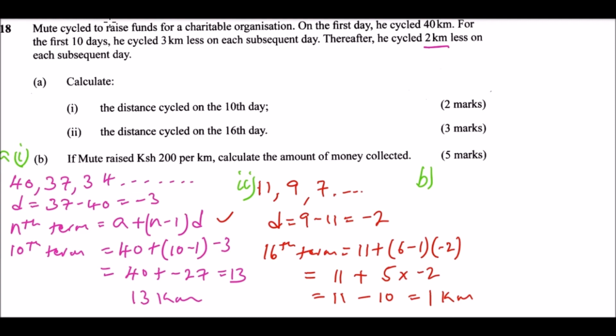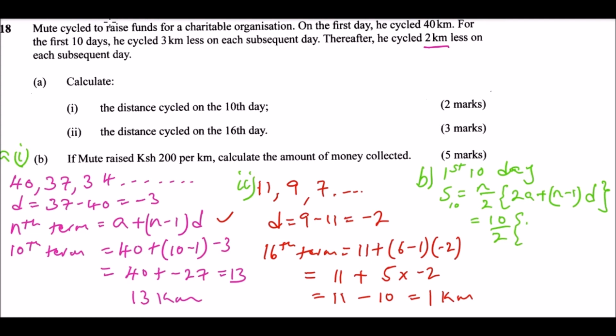The formula for finding the sum of the first 10 days, we'll say S, is n over 2, then we put a bracket, 2a, plus n minus 1 into bracket d, and we close the bracket. So when you substitute this, this is 10 divided by 2.